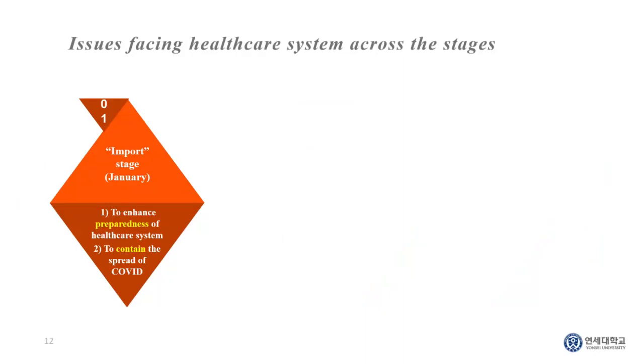Now, let me explain the issues facing the healthcare system across the stages. Across these 4 stages, we had to encounter newly emerging issues related to the healthcare system. At stage 1, we had to deal with 2 issues. The first issue was to enhance the preparedness of the healthcare system. The second issue was to contain the spread of COVID.